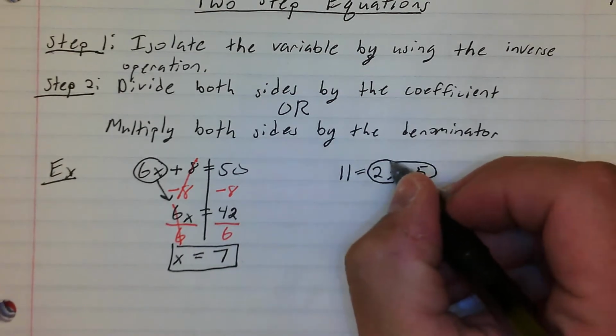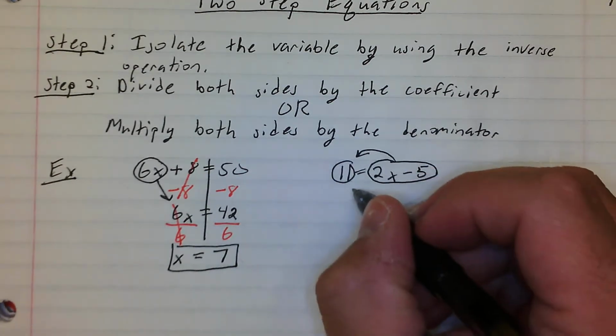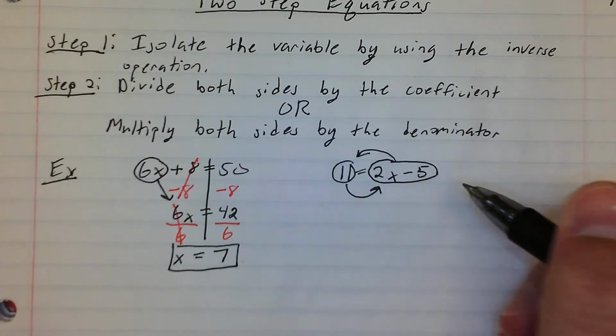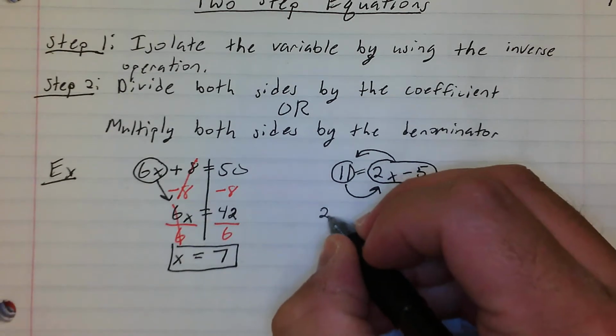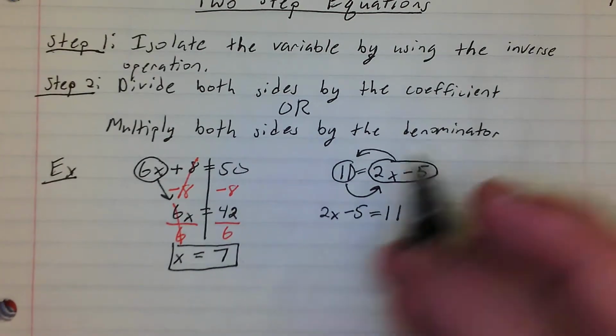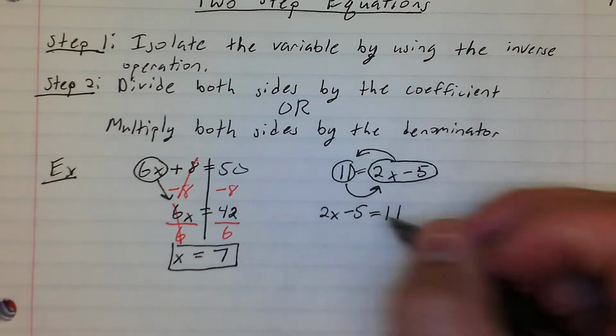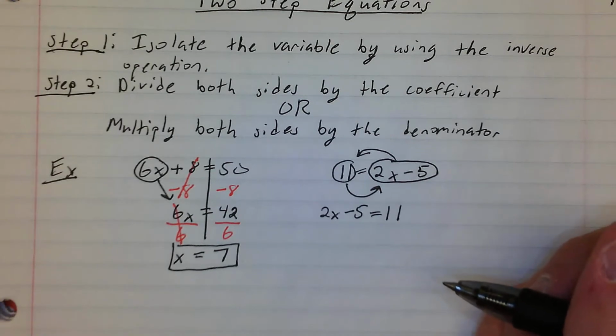All we're going to do is take the 2x minus 5 as a whole and move it to the left, and the 11 and move it to the right. So when we rewrite it, it would be 2x minus 5 equals 11. I don't change any of the signs. I don't change anything up. It still stays as 2x minus 5. All I did was shift it to the left side of the equal sign.